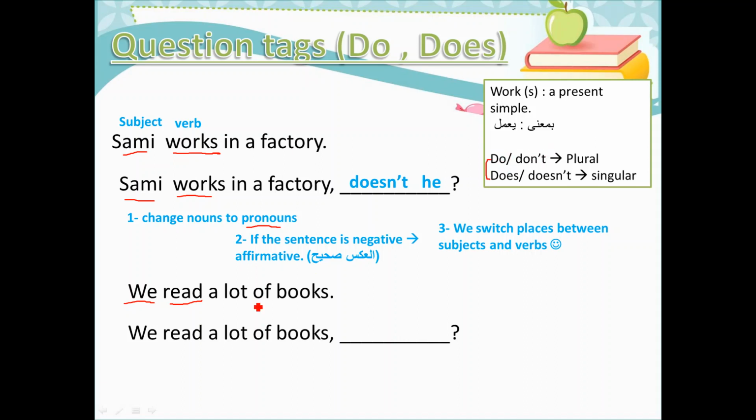Okay. Now we go back to here. This is the subject and this is the verb. So we have the subject we, it's a pronoun هو ضمير فيبقى كما هو, and then we use don't because the sentence is affirmative. الجملة جاءت مثبتة so the question becomes negative. فالسؤال يكون منفيا.